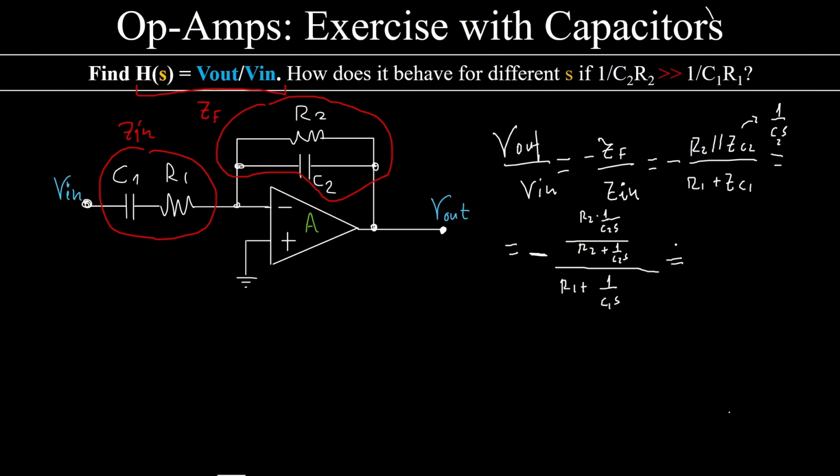But then the next step we're going to take is to eliminate this frequency from these individual small fractions. So we're going to multiply these with C2S, so C2S, C2S, and this with C1S, C1S. So this whole thing will become the following.